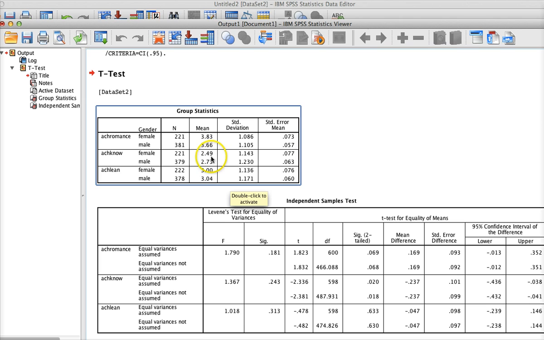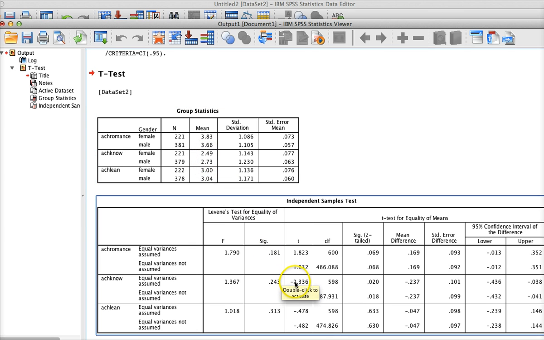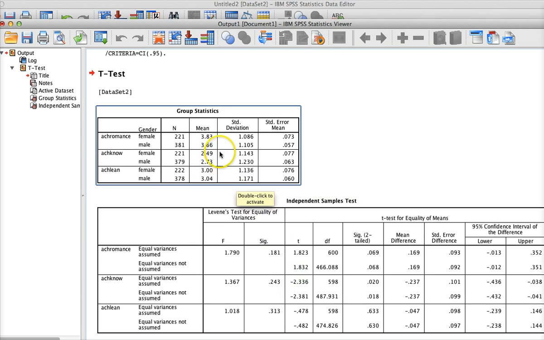To interpret the nature of it, you go back and look at, well, whose mean is larger? Men agree with that item more than women do. And the t is negative because we put the mean for the females in the formula first and then the mean for males. And that's a difference between the means that's in the numerator, resulting in a negative t value.